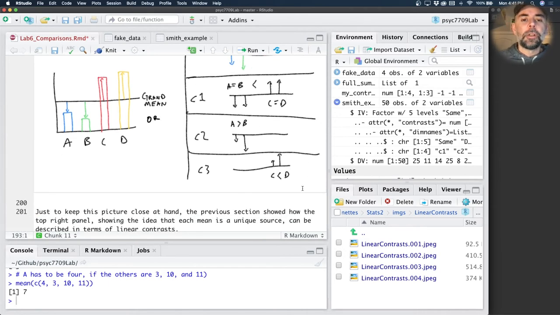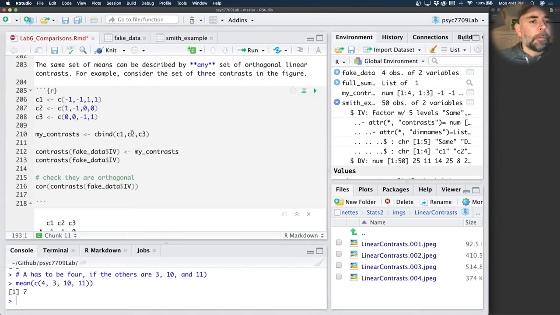Now let's turn to a more complicated set of orthogonal linear contrasts, and let's see how we would implement each of these in R. What I'm going to do is write down the contrasts one at a time. The first one was that groups A and B were less than the grand mean, and groups C and D were more than the grand mean. Also that A and B were equal, and C and D were equal. So I can describe that in terms of two negative ones and two plus ones.